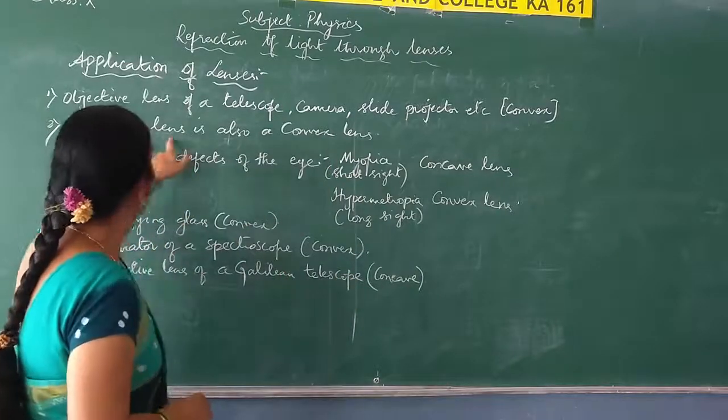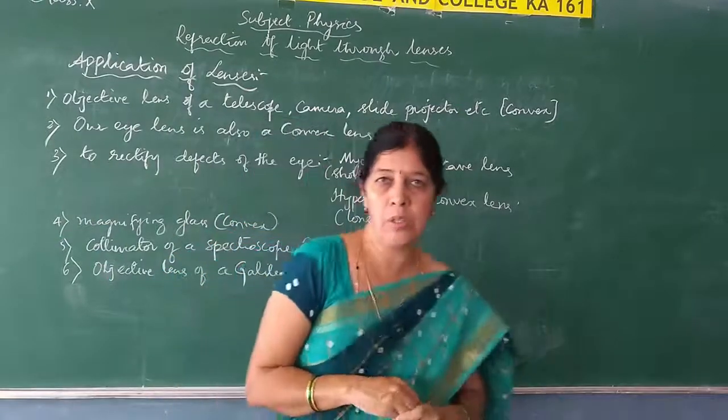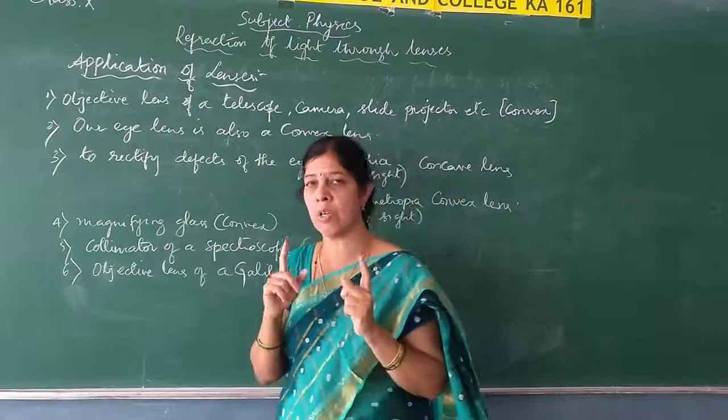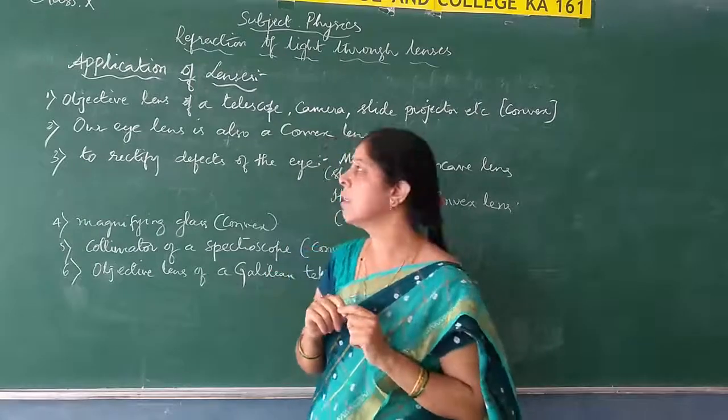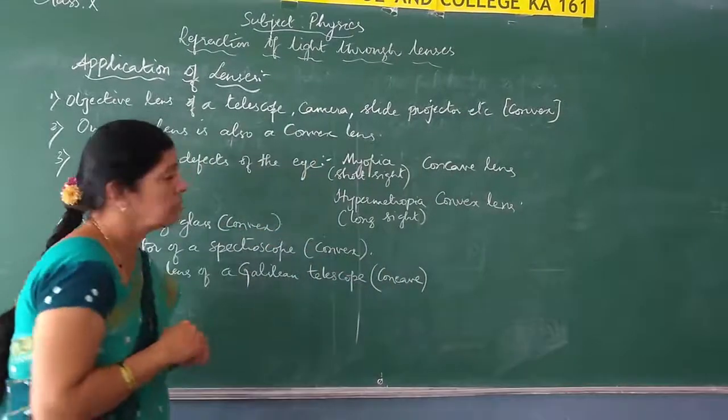Next, even our eye lens is also a convex lens. So there are two convex lenses, one in each of the eyes.